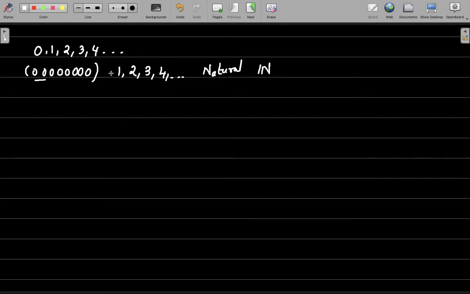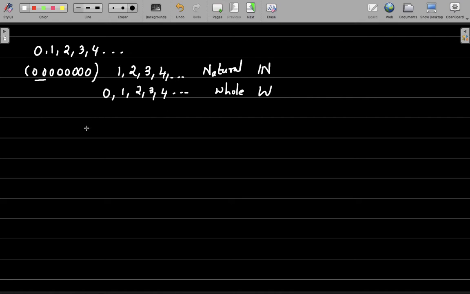Now natural numbers which includes 0, that is a set of numbers which has 0 and all the natural numbers 1, 2, 3, 4 and so on are what you call as whole numbers, which are represented by W.